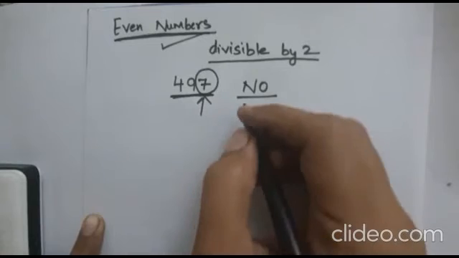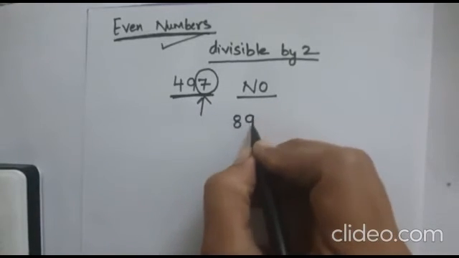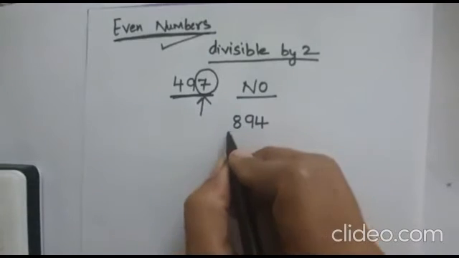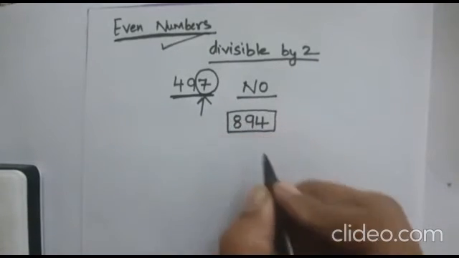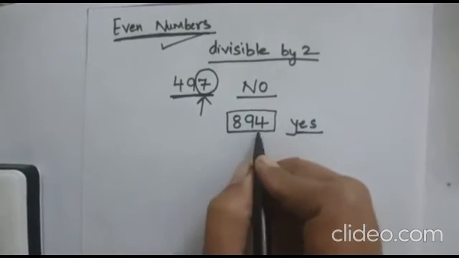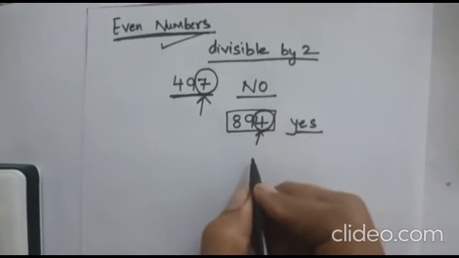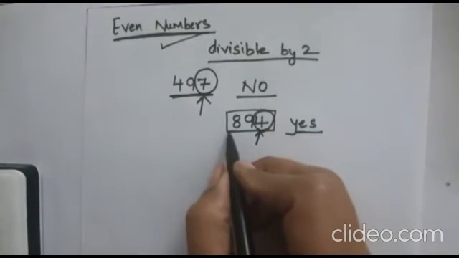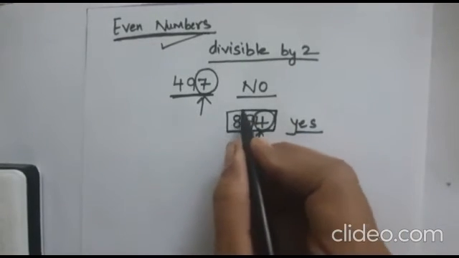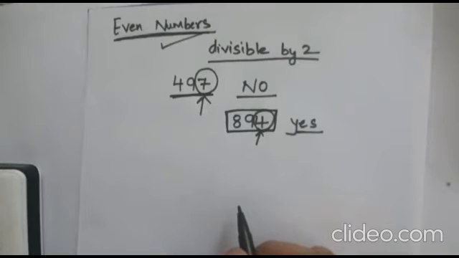Let us take one more example. Is this number divisible by 2? Yes. Why? Because the last digit is 4. So we can say that this number is divisible by 2. So it is very easy to check whether a number is even or not.